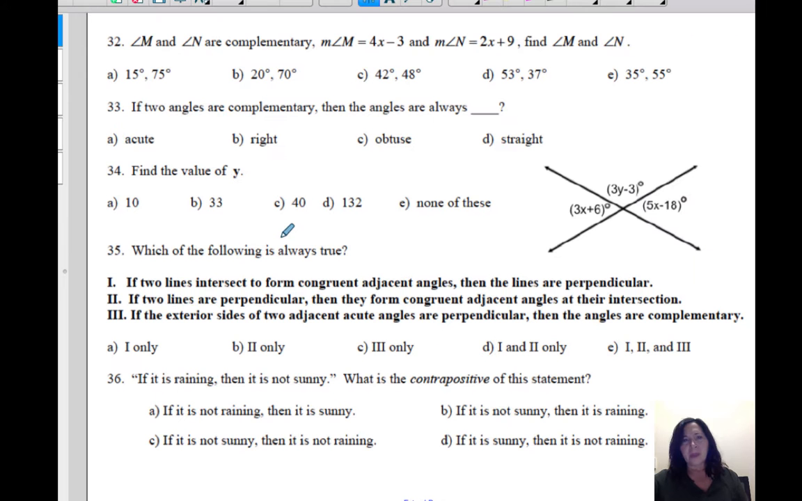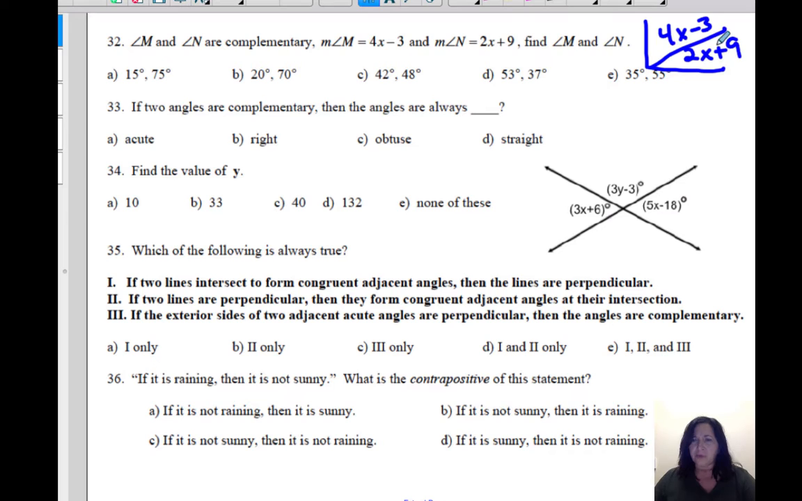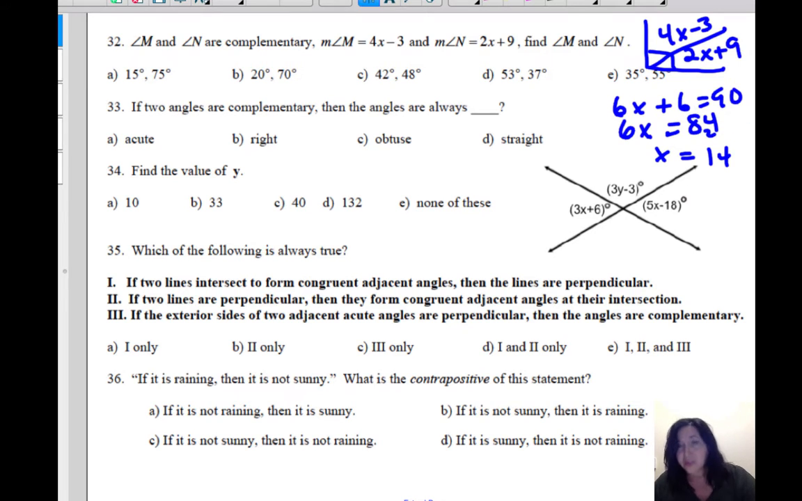The next question, this is number 32, it says if M and N are complementary. Complementary means they add up to be 90 degrees. So what that would mean is one of the angles is 4x minus 3, the other angle is 2x plus 9. It says find the angles. Well, if their sum is 90, we've got 6x, negative 3 plus 9 is 6, plus 6 equals 90 degrees. I'm going to subtract 6. I get 6x is equal to 84. I'm going to divide by 6. So x is 14. That's not my answer. That's just what x equals.